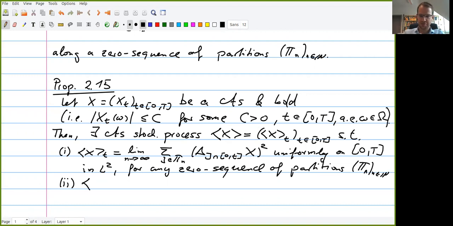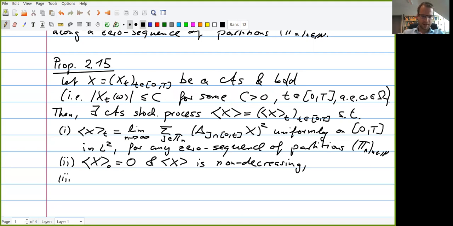The second one is, if you have this, you won't be surprised. It starts from 0, so at time 0 this is just 0, and <X> is non-decreasing. And the last property is, if I look at X to the power 2, so the square process of X, and I subtract this bracket process, then it's a martingale again.